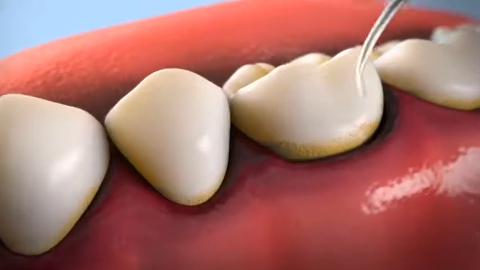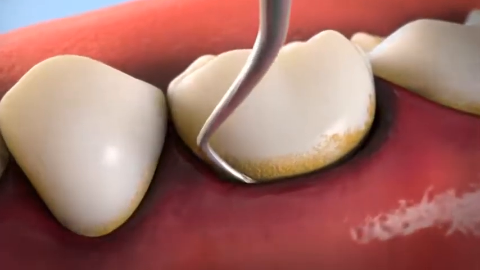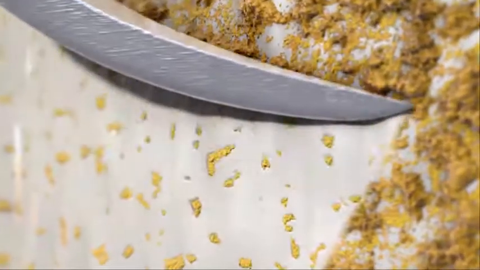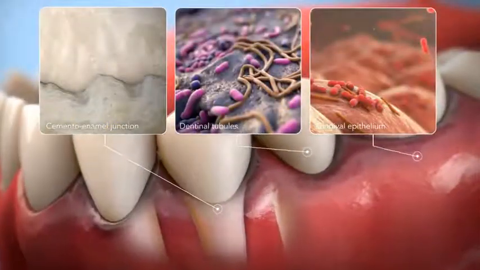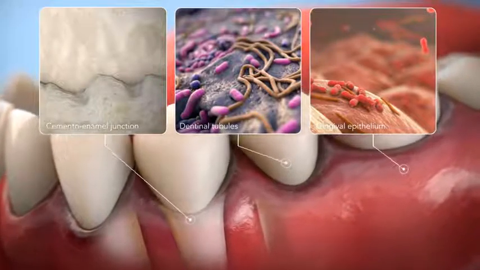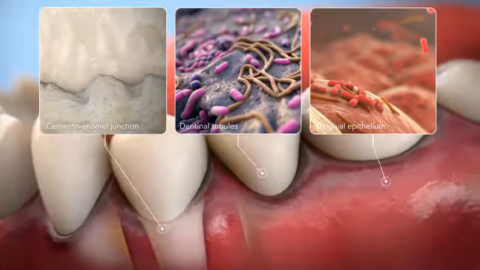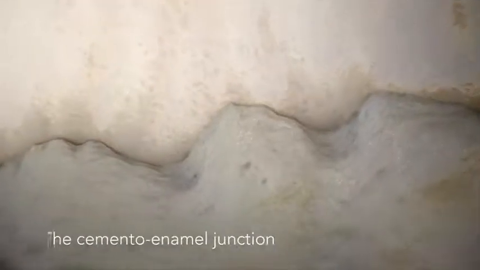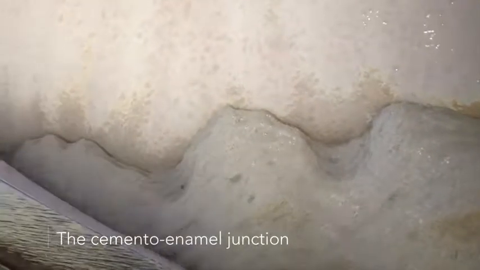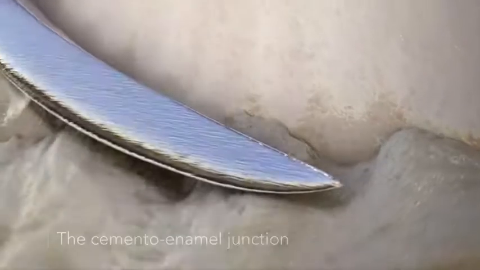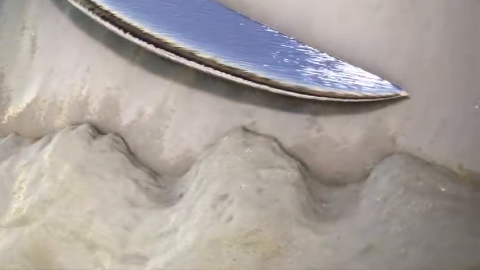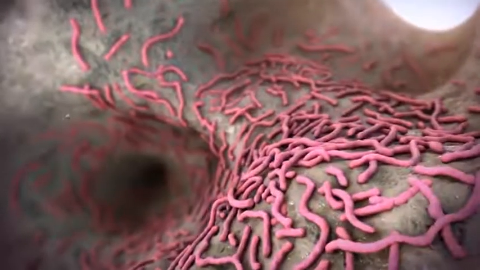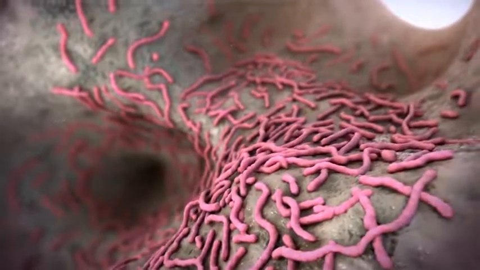Scaling and root planing, SRP, is a cornerstone of periodontal therapy. However, the microanatomy of the teeth provides many nooks and crannies where bacteria can evade even the most skilled dental professionals due to the limitations of their instruments. For example, the cemento-enamel junction contains tiny, scalloped recesses not visible to the naked eye. These microscopic recesses are smaller than the instruments we use, allowing bacteria to remain and grow.